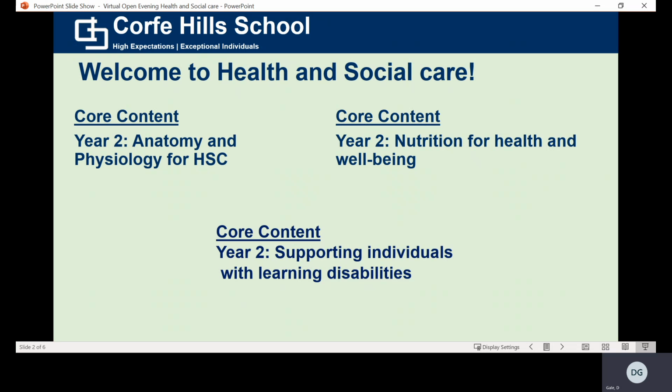The next unit, nutrition for health and well-being. This is where we look at the different nutritional guidelines and what nutritional guidelines are for different individuals.